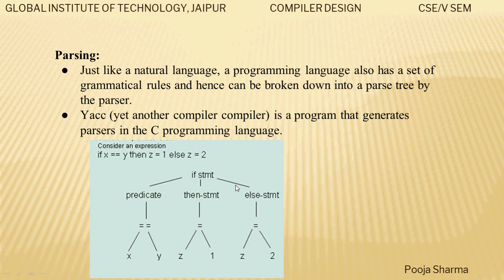Parsing a program is exactly the same as shown in the previous slide. Consider an expression: if x equals y, then z equals 1, else z equals 2. So this is the parse tree of this statement.